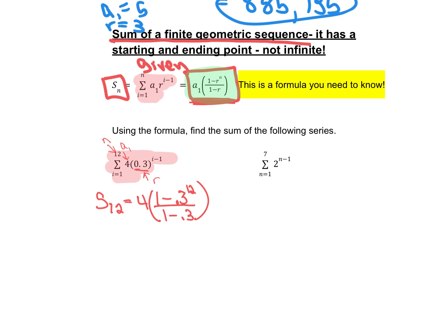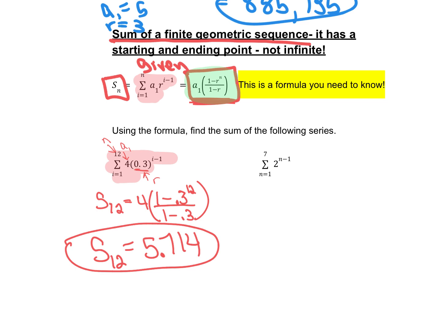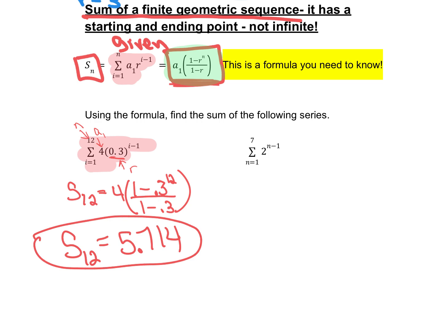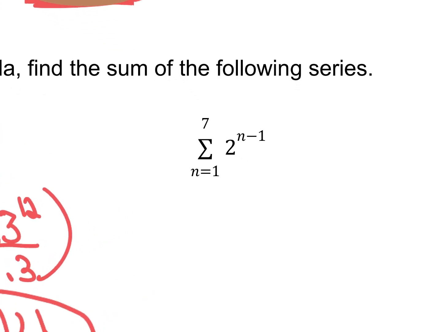Make sure you're using your parentheses carefully. When you put that into your calculator, use your fraction button, all that kind of stuff. And if you do it correctly, you should end up that the sum of the first 12 terms of that sequence would be 5.714. Okay. Yesterday, if you remember, we wrote it all out where we said 4 times 0.3 to the 1 minus 1, 4 times 0.3 to the 2 minus 1, and we just kept adding them up individually. This allows you to actually find a sum without having to write every single term out that you're adding.